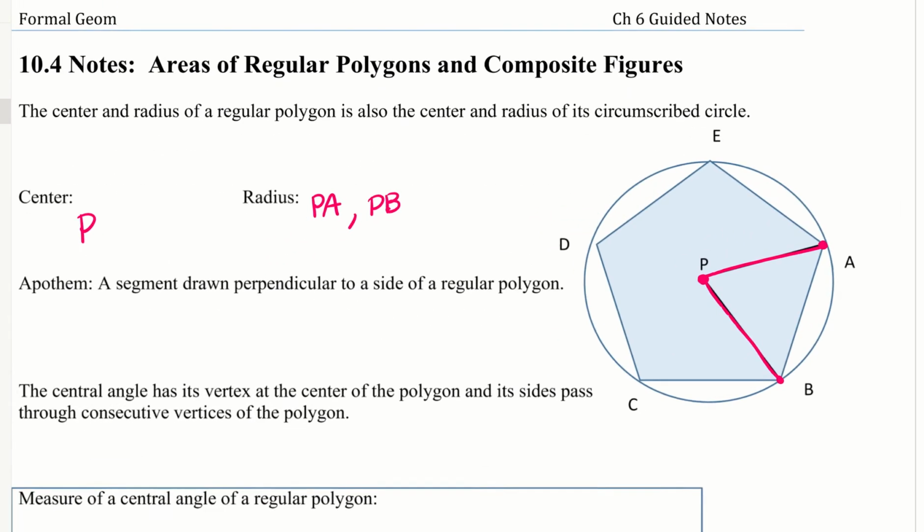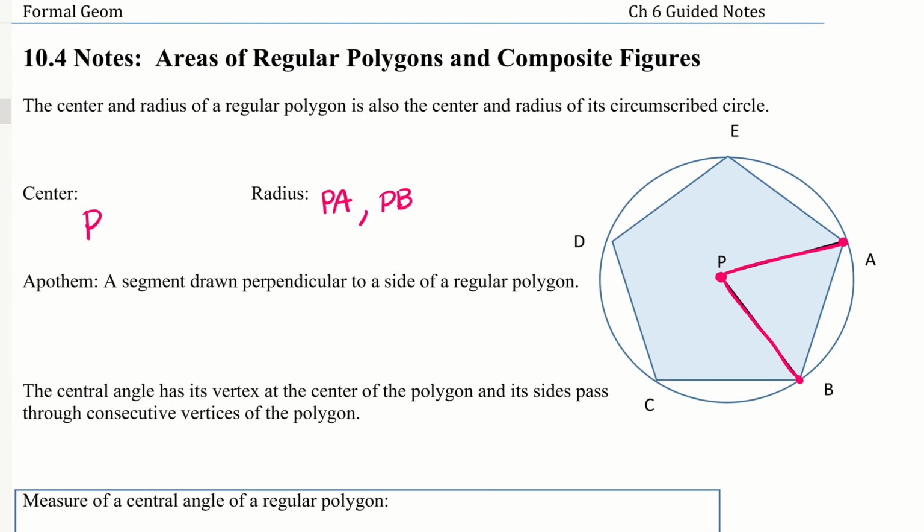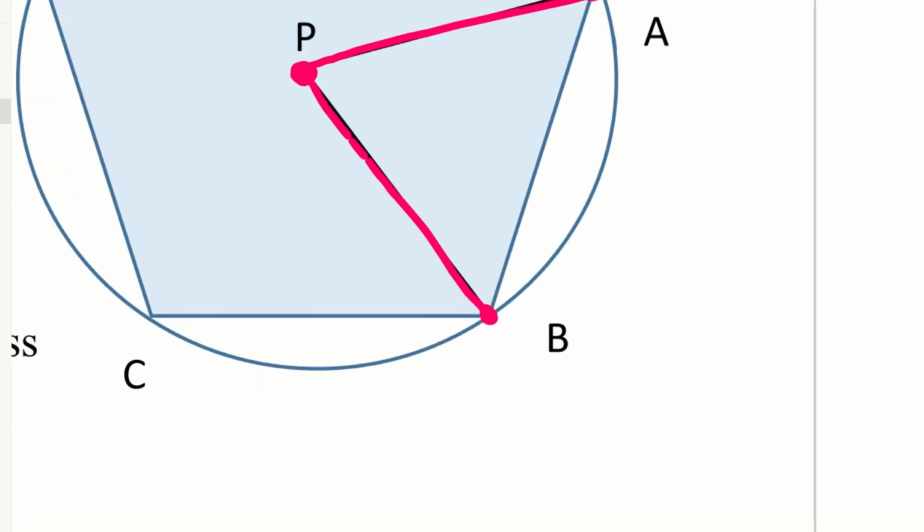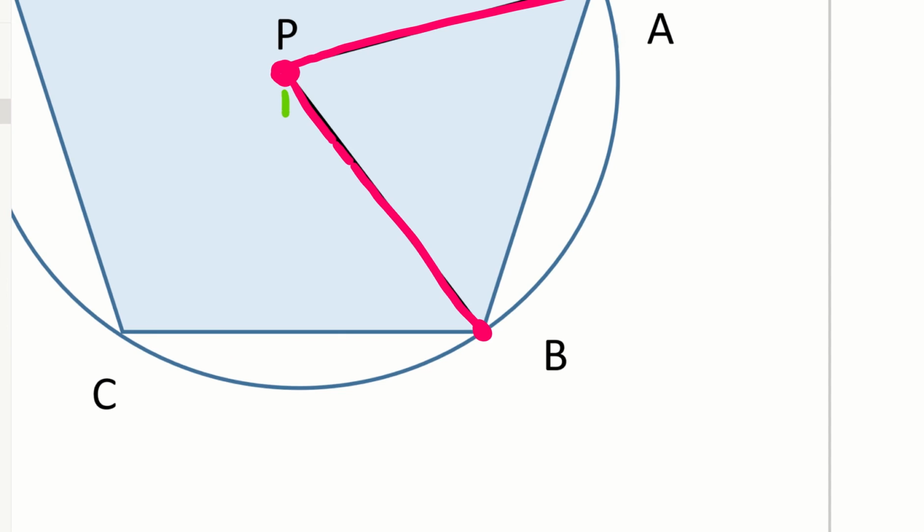Okay, so now we're going to introduce a term that we might not have heard before, and that is the term apothem. An apothem is a segment drawn perpendicular to a side of a regular polygon. So what does that mean? The apothem is going to go from our center straight towards one of the sides.